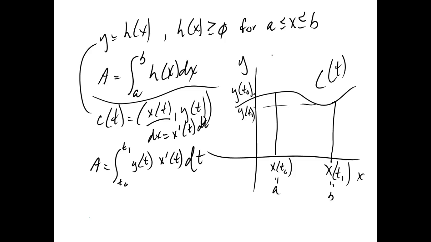Your h of x, which was your y function of x, that's the same as y of t here. And your dx, because x is equal to x of t, dx dt is going to be x prime of t dt. So that's just your simplified area formula. Basically, almost exactly like we had before.